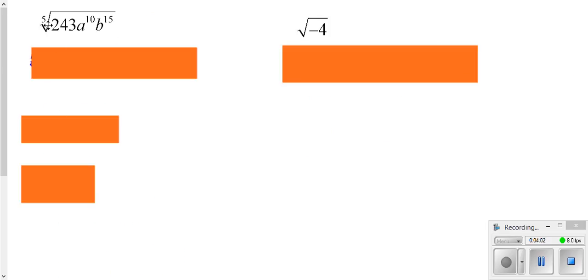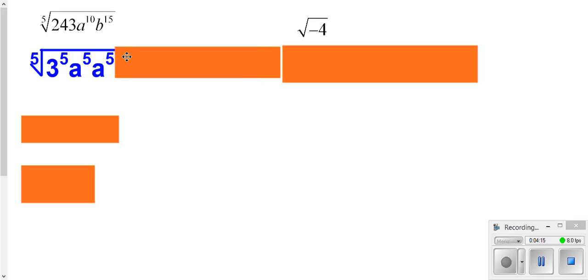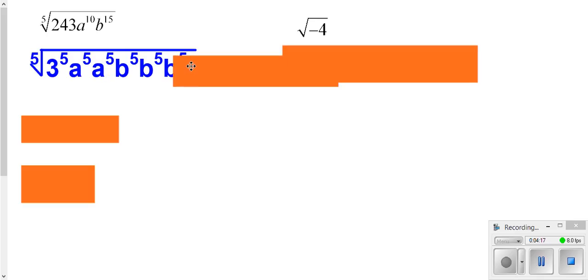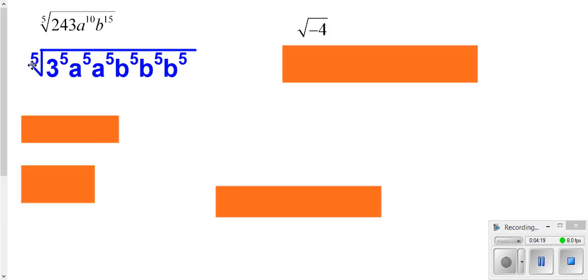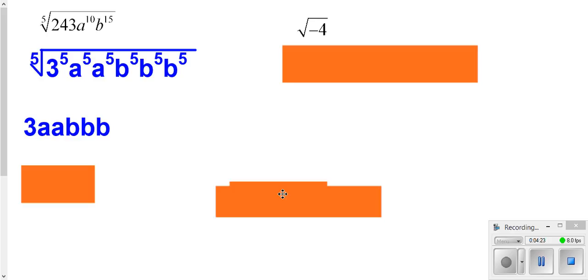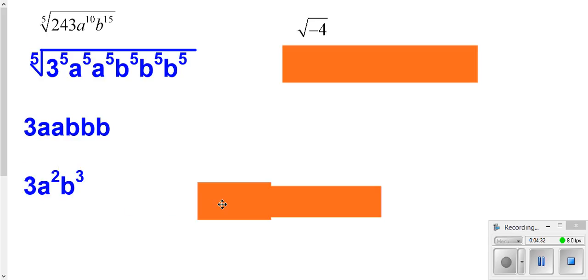Looking at this one here, we're dealing with the 5th root, so we're going to want to try to write the inside as perfect 5th powers. Well, 243 is just 3 to the 5th. This is an a to the 5th, and another a to the 5th. And that's a b to the 5th, a b to the 5th, and a b to the 5th. Well, your 5th root then will cancel out all your 5th powers. And so you get a 3, an a, a b, and a b. Well, you could write that as a 3a squared and a b cubed.